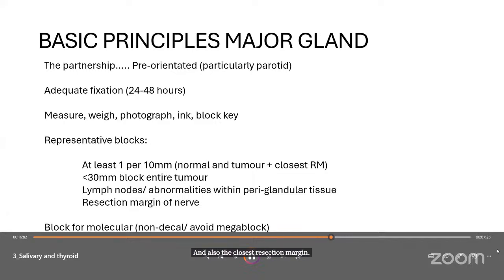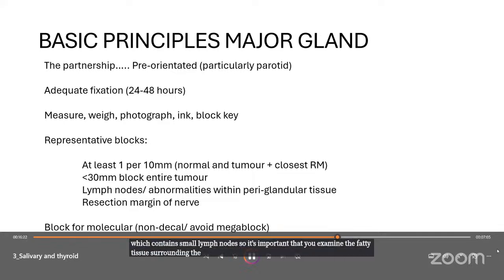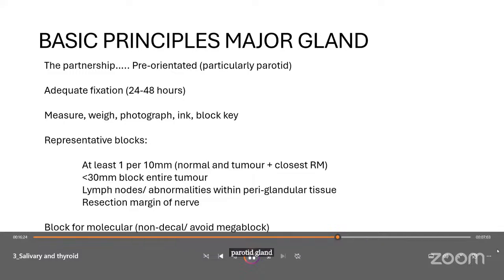Many people will block the entire tumour if it's smaller than 30 millimeters, and in the case of parotid gland tumours in particular, there may be adjacent attached periglandular tissue which contains small lymph nodes, so it's important that you examine the fatty tissue surrounding the parotid gland and sample any abnormalities or lymph nodes that you see.